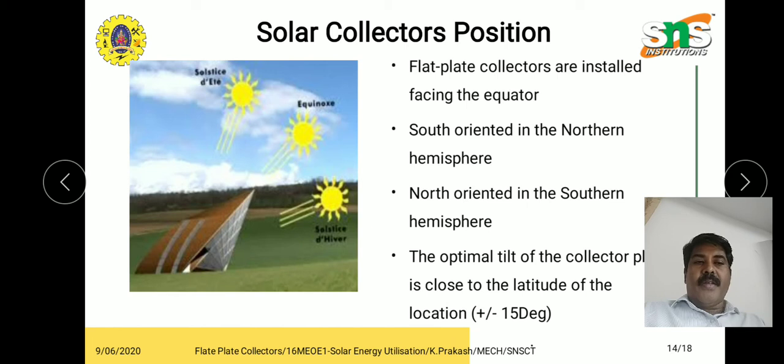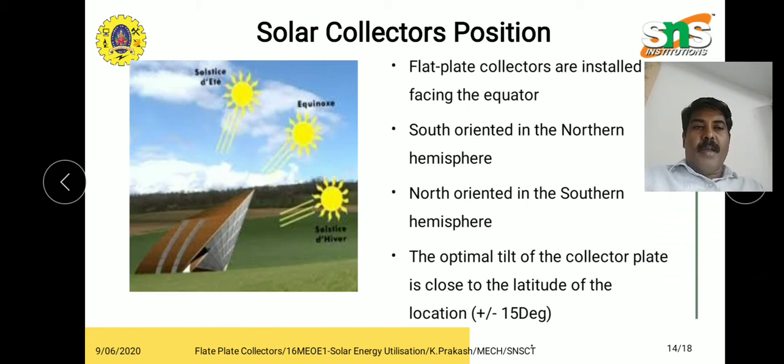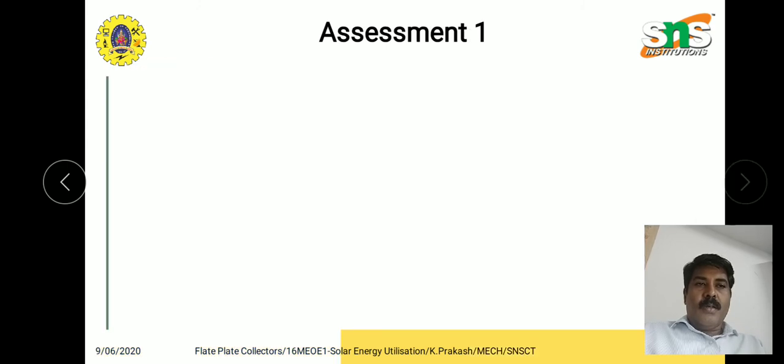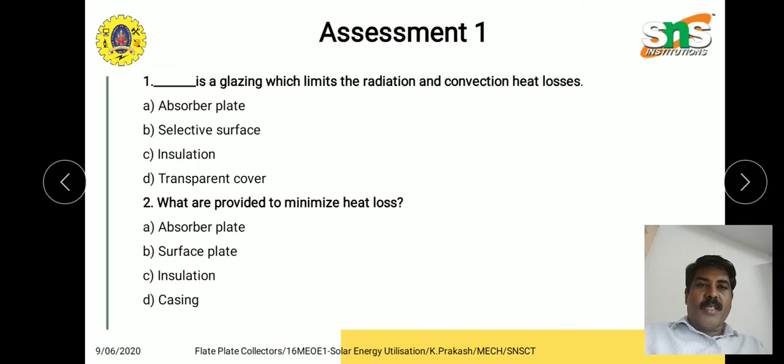And the optimal tilt can be close to the latitude of the location, plus or minus 15 degrees. Here we can see the equinox, and this is where the solstice is falling. This may cause a major difference in the efficiency. So this is about the solar collector positions. We will have some assessments also, which we can discuss in the later part.